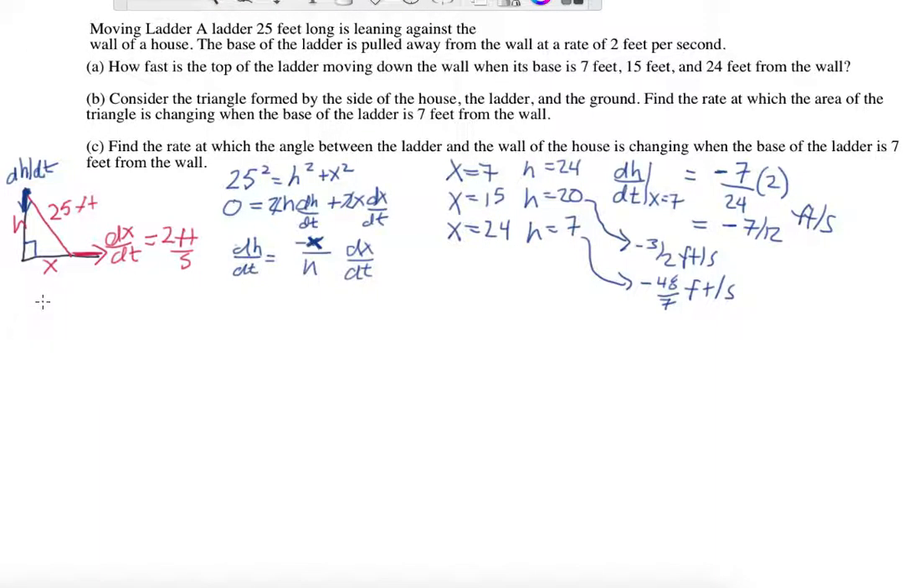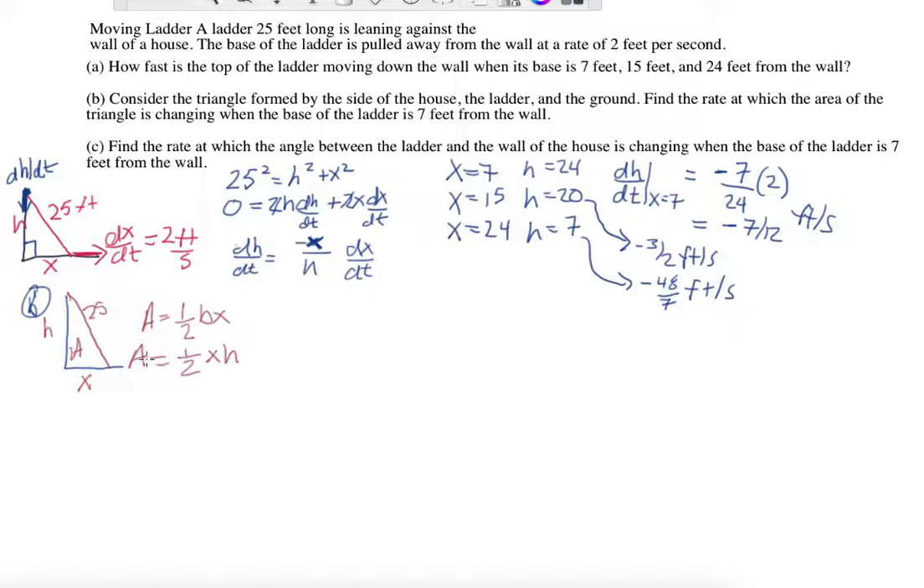For letter B, what's going on here? For letter B, right, we're going to talk about the area of the triangle. And so here's my area. And we know area of a triangle is equal to 1/2 my base times my height. And in this case, my base is x, so we get 1/2 x times h.